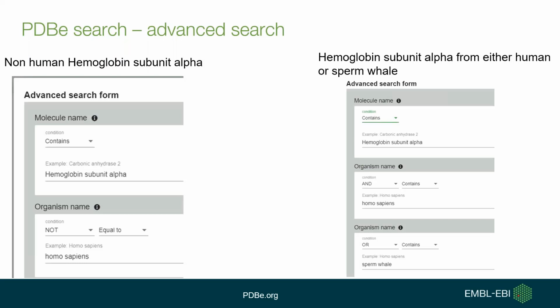So on the left here, we have, for example, hemoglobin subunit alpha, not from human, and that would get us that. And on the right here, we have the hemoglobin subunit alpha from either human or sperm whale, so that allows us to put an OR in here.